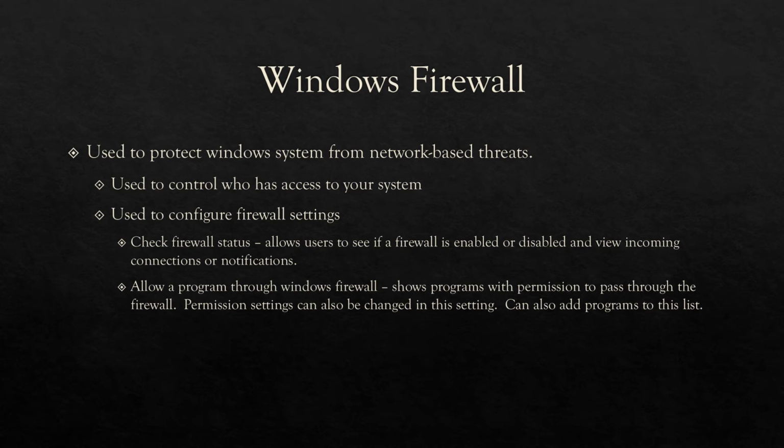In the allow a program through Windows Firewall setting, you'll find a lot more detailed things you could play around with. Here you can see which programs are currently being allowed through the firewall, but you can also change their permission to block those programs. And a user can also add a program to this permission table, so that program can be allowed through the firewall.